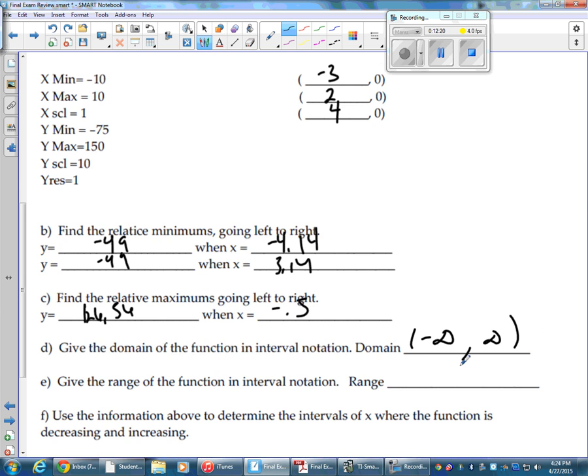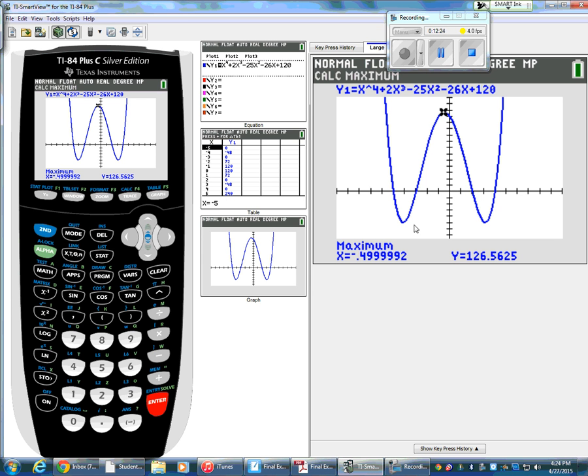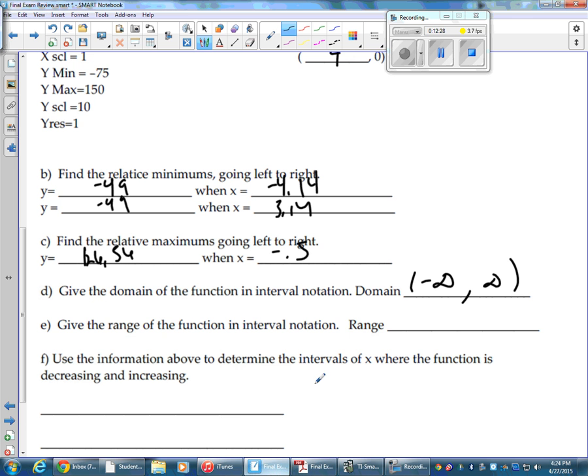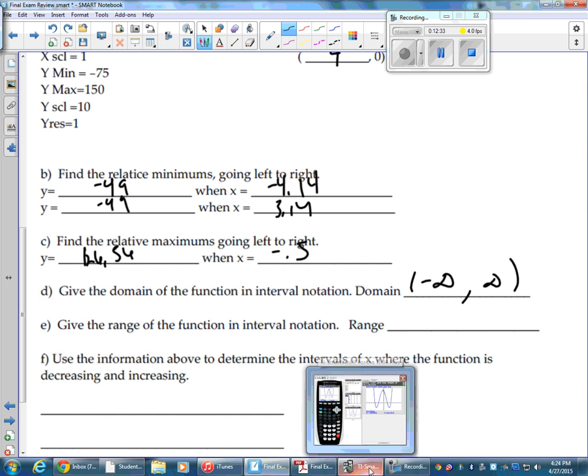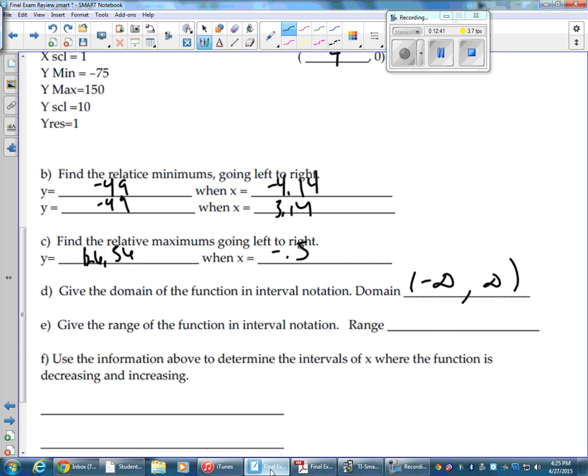Range is a little bit different. The range is the lowest point to the highest point. And this is as low as it's going to go. It's not going to go any lower than this. And if you look over here, we wrote how low that was. It was negative 49, and it touches negative 49. It's going to keep going up to infinity. I know here it stops, but on these two sides, it'll keep going. So the range is going to be from negative 49 with a bracket, as it touches that point, to infinity. And infinity always gets a parentheses.